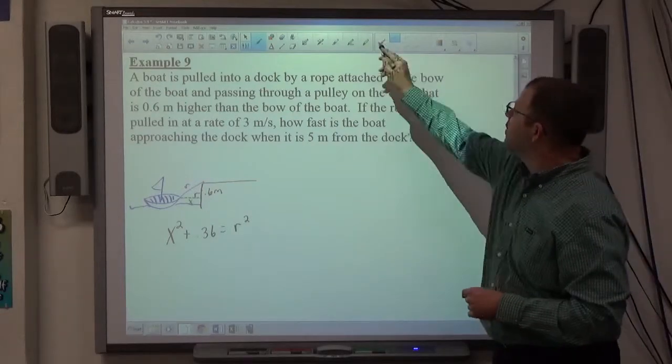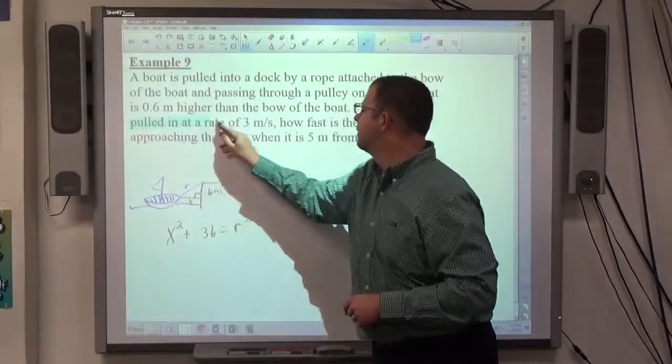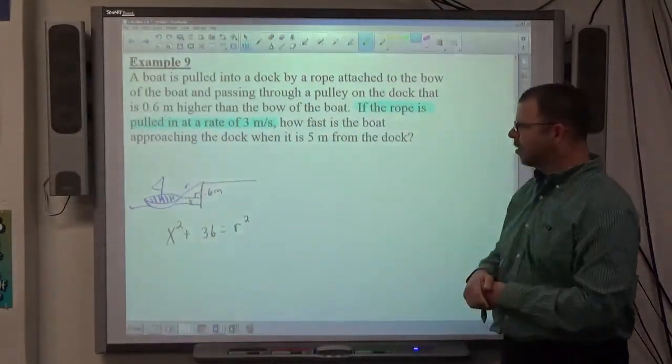And the only rate they give me in the entire problem, if I keep reading, is that the rope is pulled in at a rate of 3 meters per second. So what's that? Is that dx over dt or dr over dt?